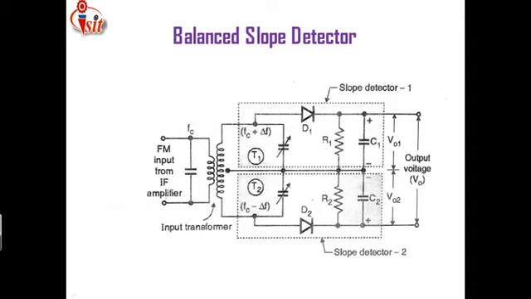This is the structure related to the balanced slope detector. For the balanced slope detector, we have constructed the circuit diagram, which is shown in this figure. This circuit diagram shows us that it is the combination of two slope detectors.